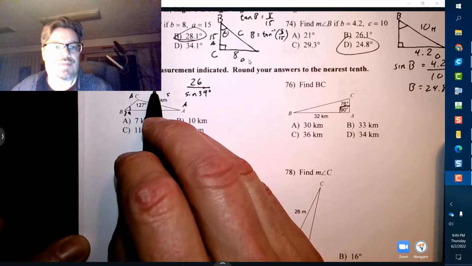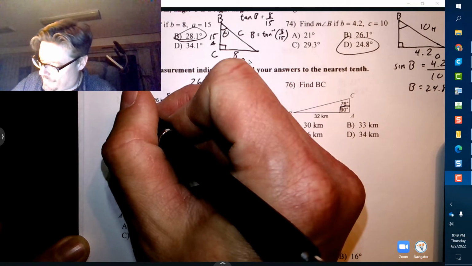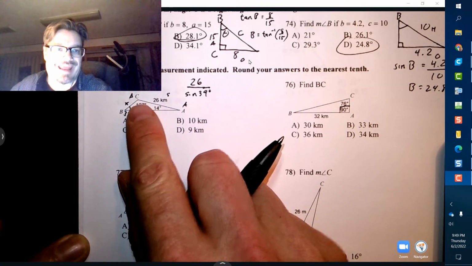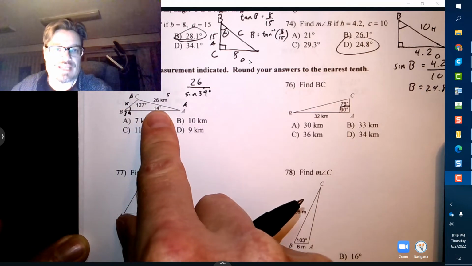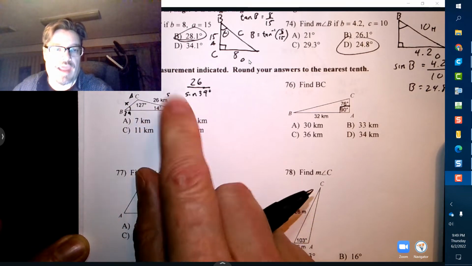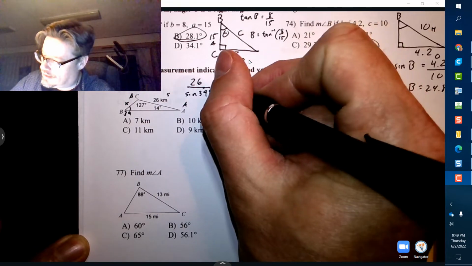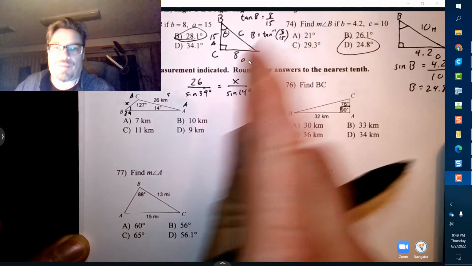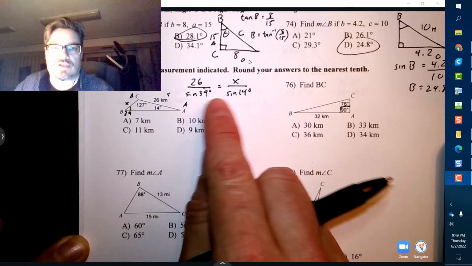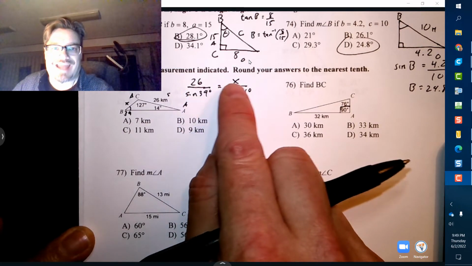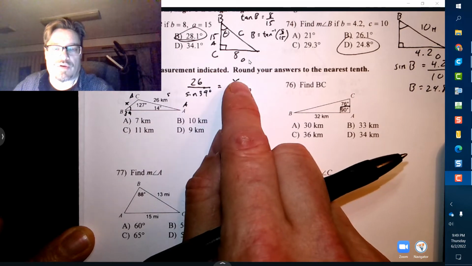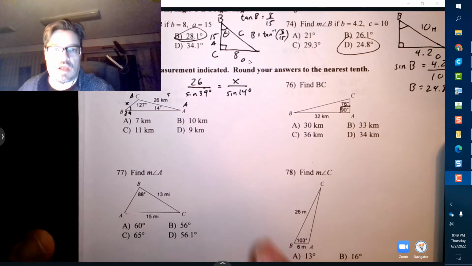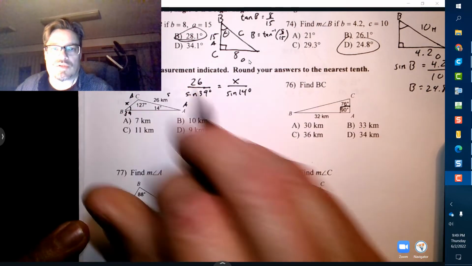Now I want to find BC, so I'm looking at this one over here. I'm going to call that X. I want that segment, and it's related to the 14-degree angle. So this means it's X over the sine of 14. Remember, I'm keeping the angles parallel with each other, and I'm keeping the side lengths parallel with each other. That's important. We could have flipped these over. It just doesn't matter.